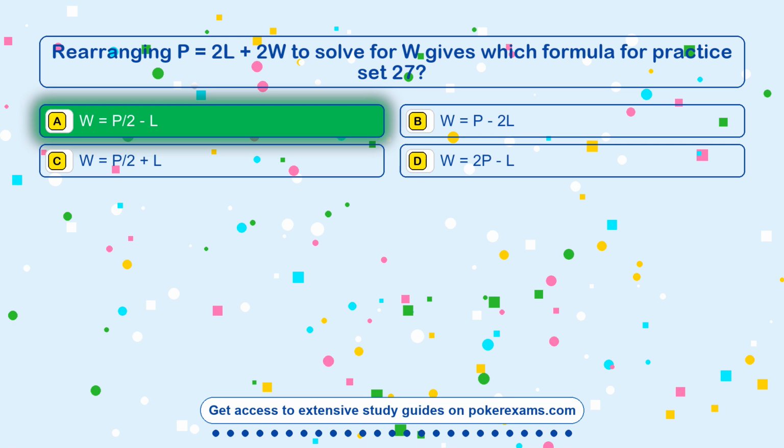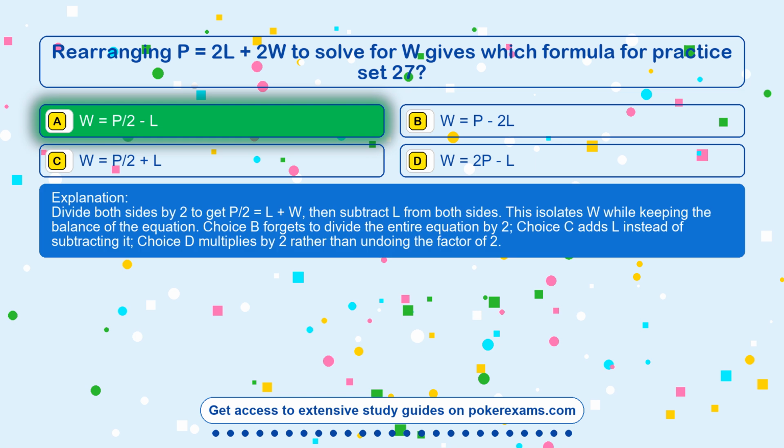The correct answer is option A. W equals P/2 minus L. Divide both sides by 2 to get P/2 equals L plus W, then subtract L from both sides. This isolates W while keeping the balance of the equation.